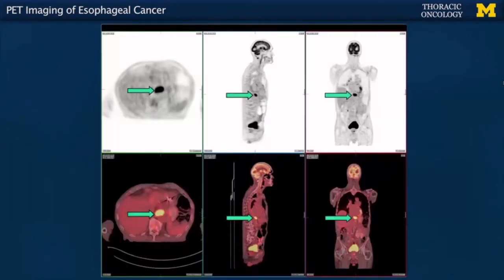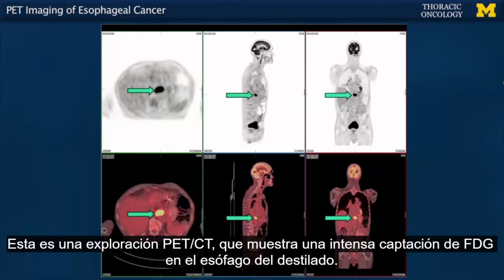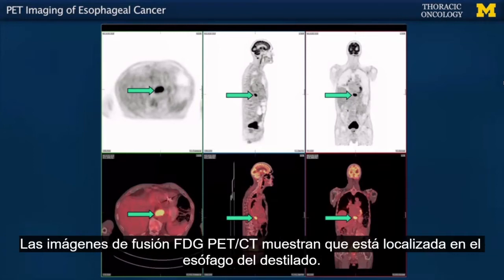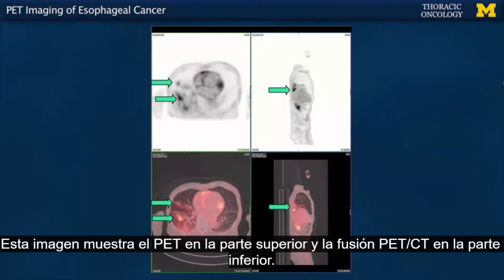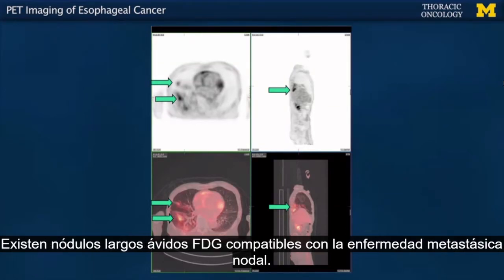This is a PET-CT scan which shows intense FDG uptake in the distal esophagus. The fusion FDG PET-CT images show that it's localized to the distal esophagus. This image shows the PET on the top and the fusion PET-CT on the bottom. There are FDG avid lung nodules compatible with nodal metastatic disease.